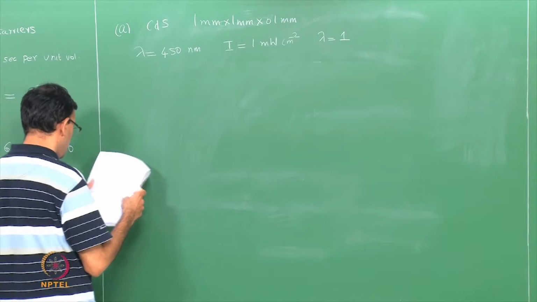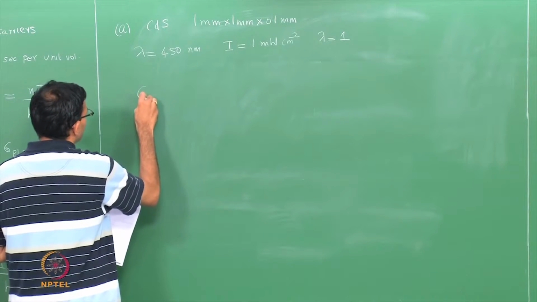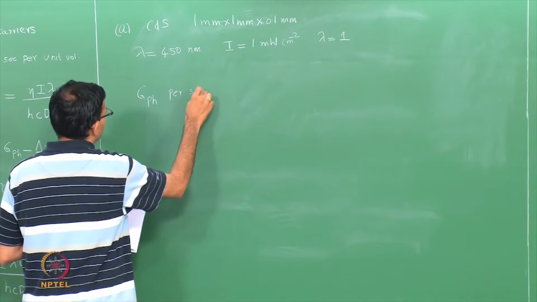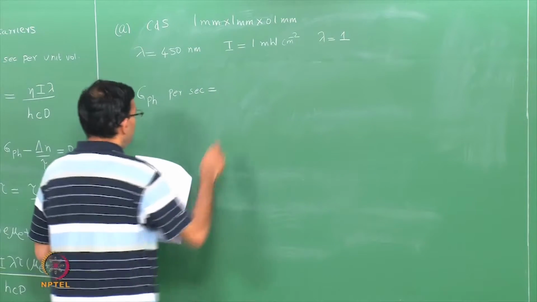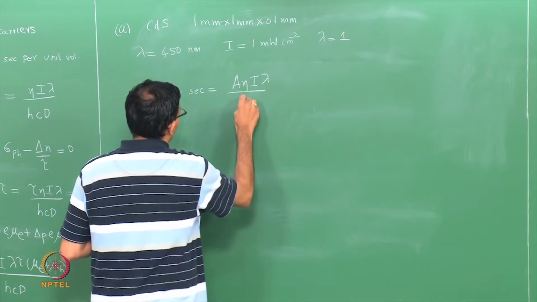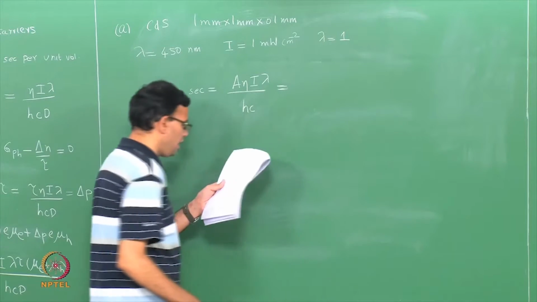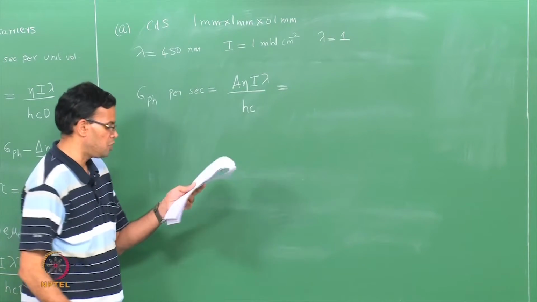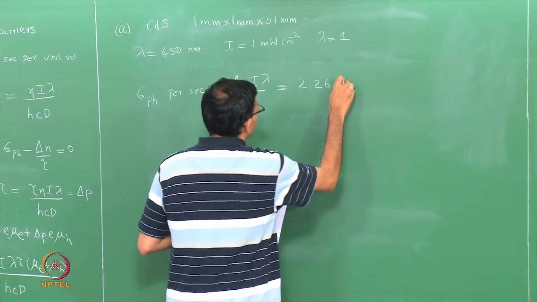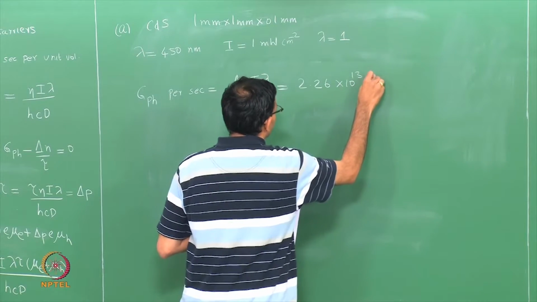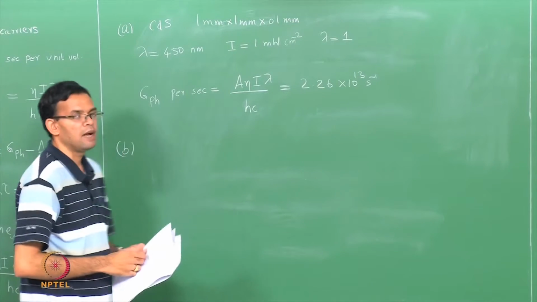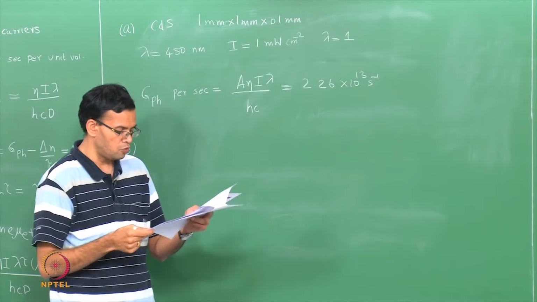So, it is the same application of the formula. So, number of electron hole pairs GPH per second is nothing but A eta I lambda over Hc. A is the cross sectional area. You can substitute all the values. So, this gives you 2.26 times 10 to the 13 per second. If you divide this by the volume, you can get the number of electron hole pairs per unit volume.